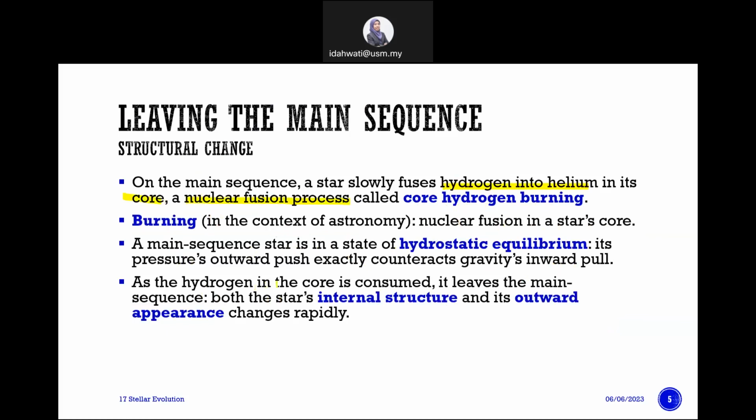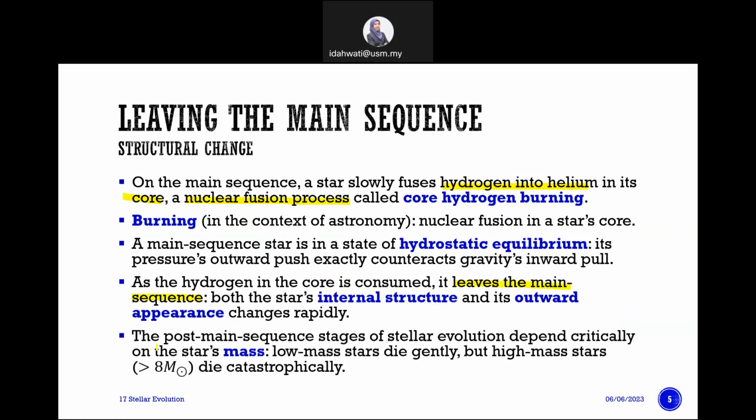So as the hydrogen in the core is consumed, the star leaves the main sequence, and both its internal structure and its outward appearance change rapidly. So the post-main sequence stages of stellar evolution will depend critically on the star's mass.